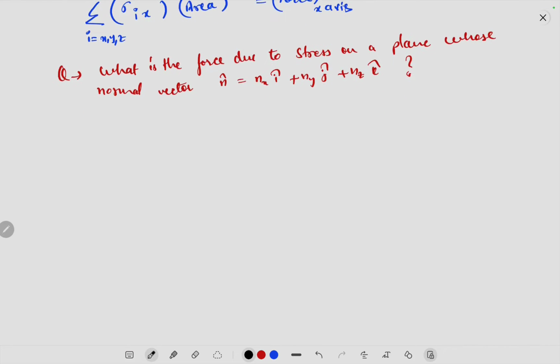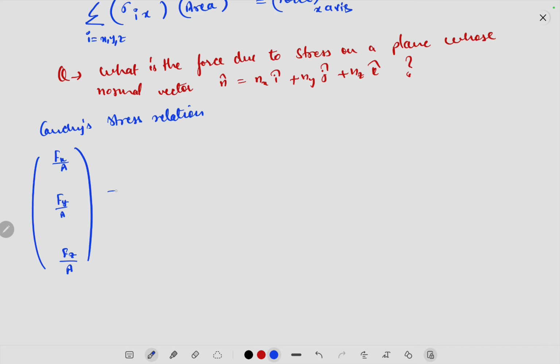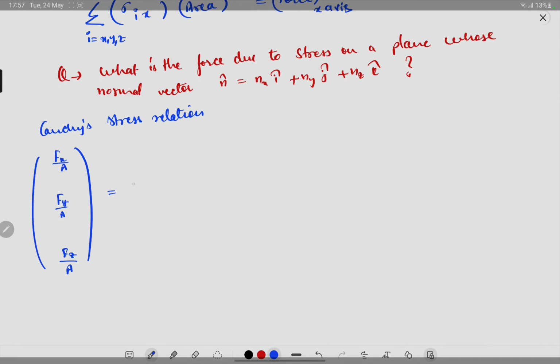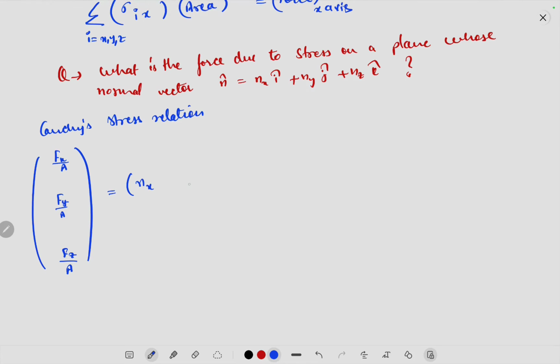So the answer to this is given by Cauchy's stress relation, which states that if I want to find the forces due to the normal stress, fx by A, fy by A, fz by A, I have to just multiply these matrices.